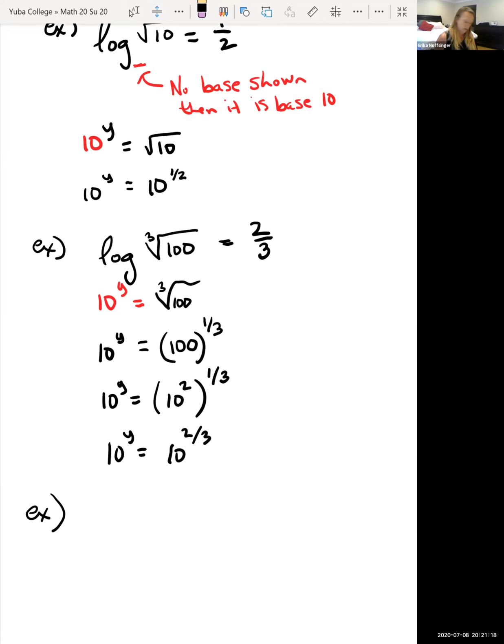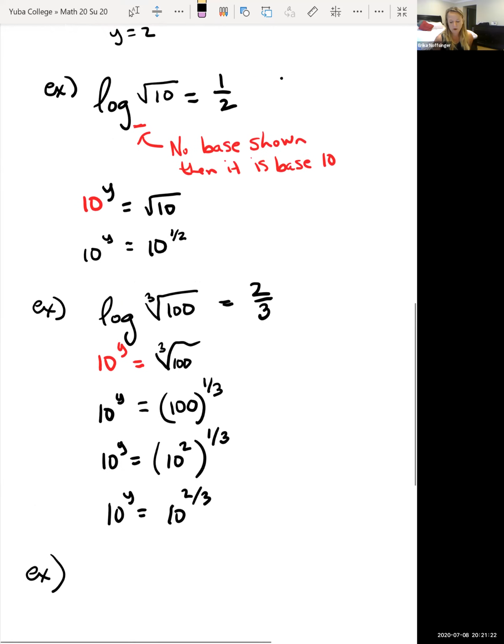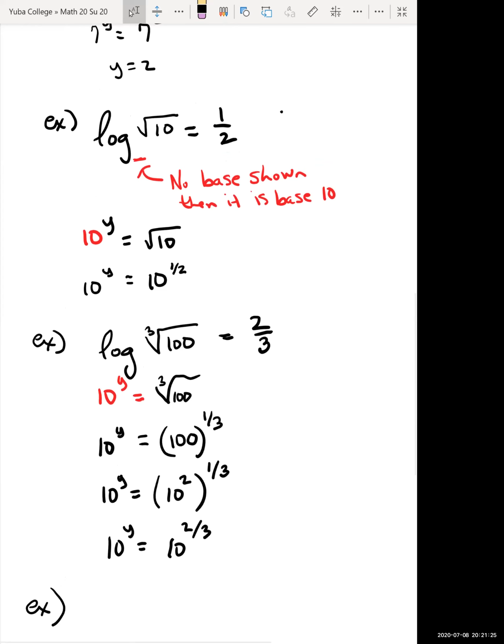So the answer for these would be 1/2 and 2/3, and not 10 to the 1/2 and 10 to the 2/3. So right here I could have gone one more step: y equals 1/2. And over here I could say y equals 1/3. So if our unknown is on this side, our answer is always the exponent.